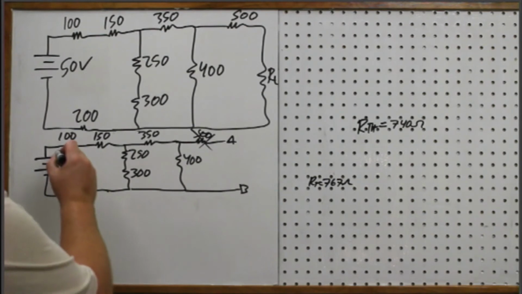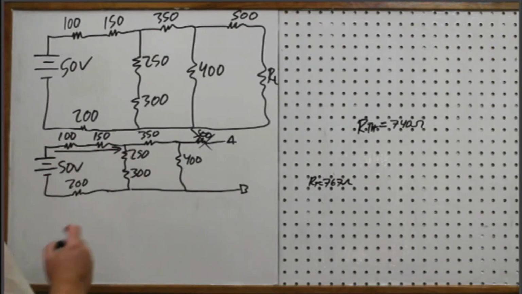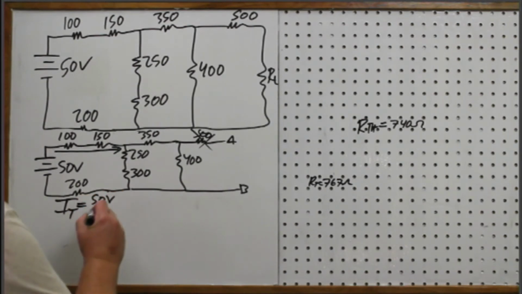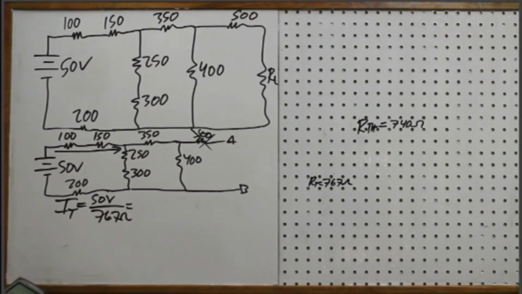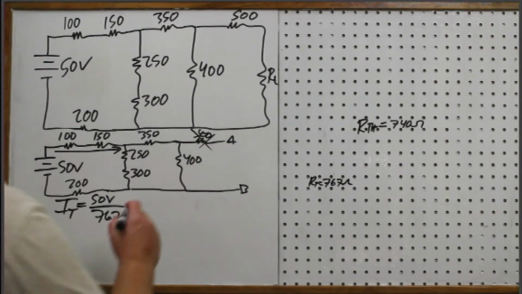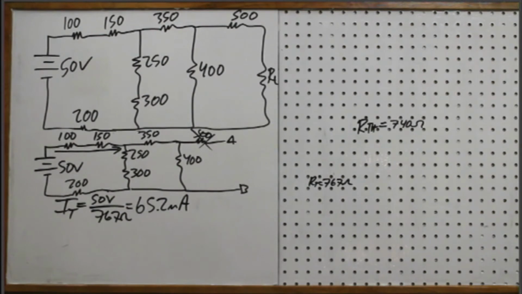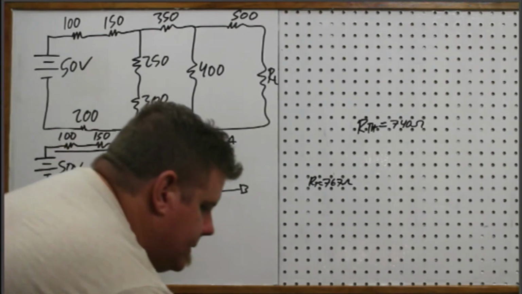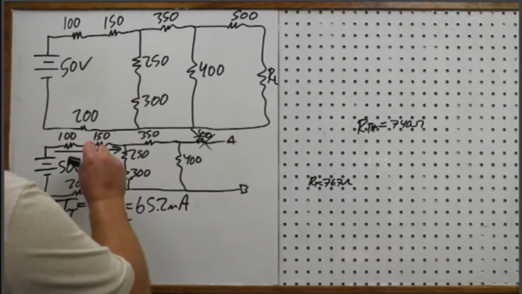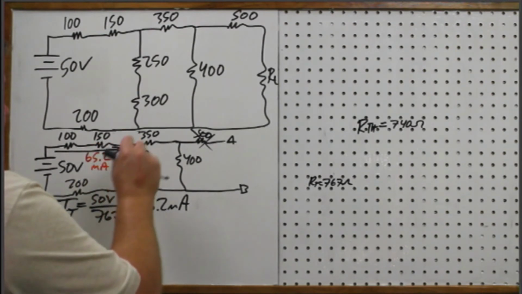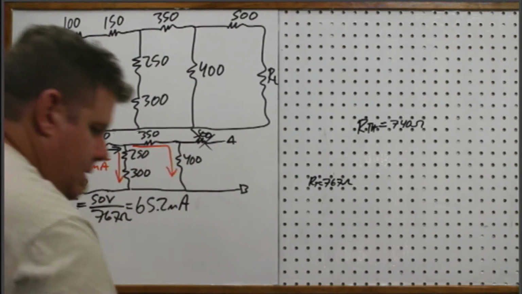So what I'm going to do is I've got a current coming in here. And so the current total is going to be 50 volts divided by the total here of 767. And then that's 65.2 milliamps. Okay? So that's what I have coming into this node, 65.2. And that's going to split part of it here and then part of it here. Okay?